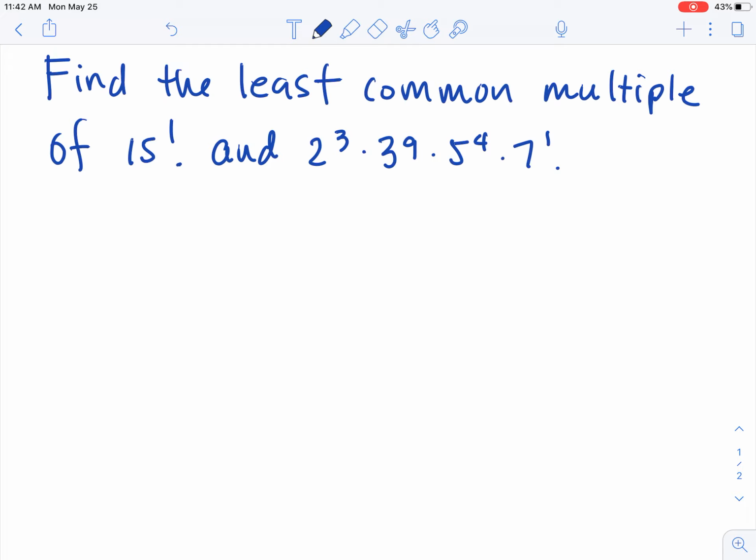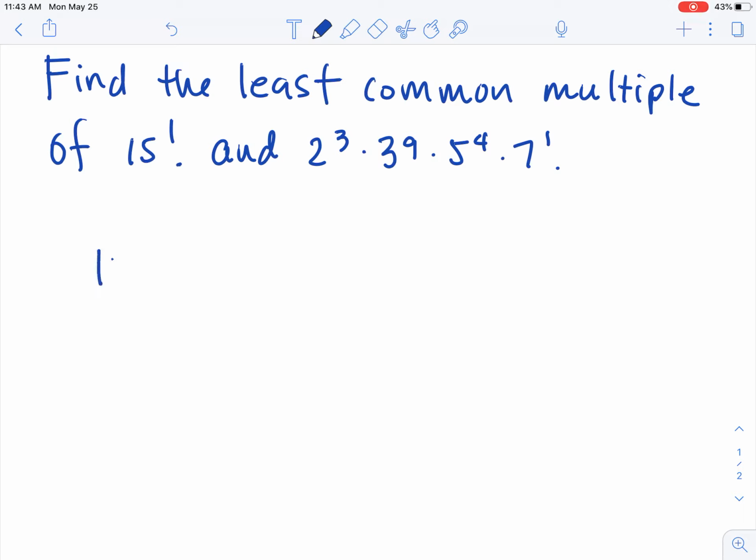We want to find the least common multiple of 15 factorial and 2 cubed times 3 to the 9th times 5 to the 4th times 7 to the first power, no? Now, kung makikita nyo, in prime factor form yung 2 cubed times 3 to the 9th times 5 to the 4th times 7 to the first power. So, i-represent din natin yung 15 factorial in prime factor form.